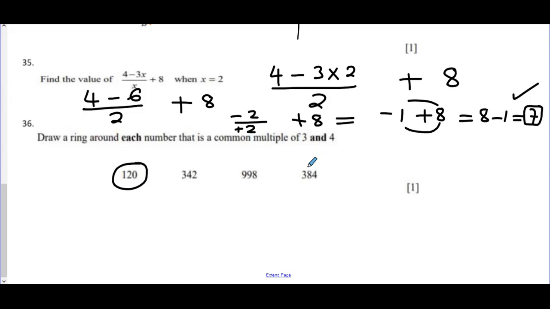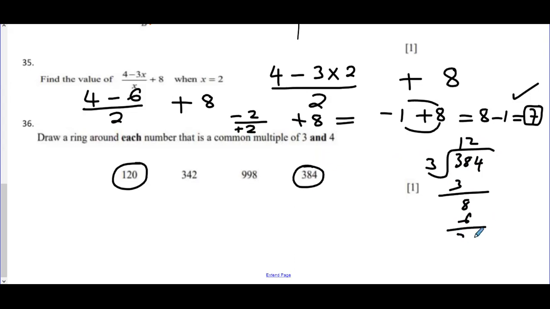Okay, so try checking 384 divided by 3. This will be 1, this will be 3, 8, this will be 2, 6, this will be 24, this will be 6. So it's divisible. How about by 4? 384 divided by 4. This will be 96. Okay. So it is this number and that number. Those are common multiples. How about 342? Try to check. But it should give you a whole number, not a decimal.